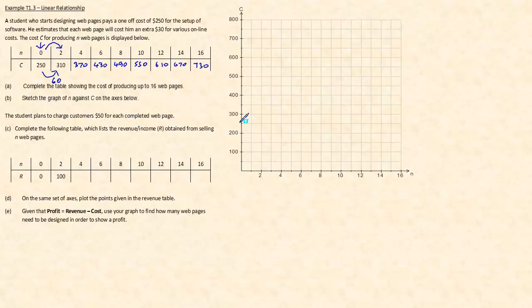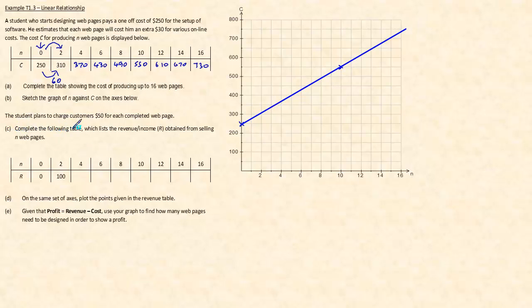So 0 to 50 is just here. Now this is a straight line, so choose another convenient point, 10 and 550. So that's just here. And let's draw a straight line through those two, like so.